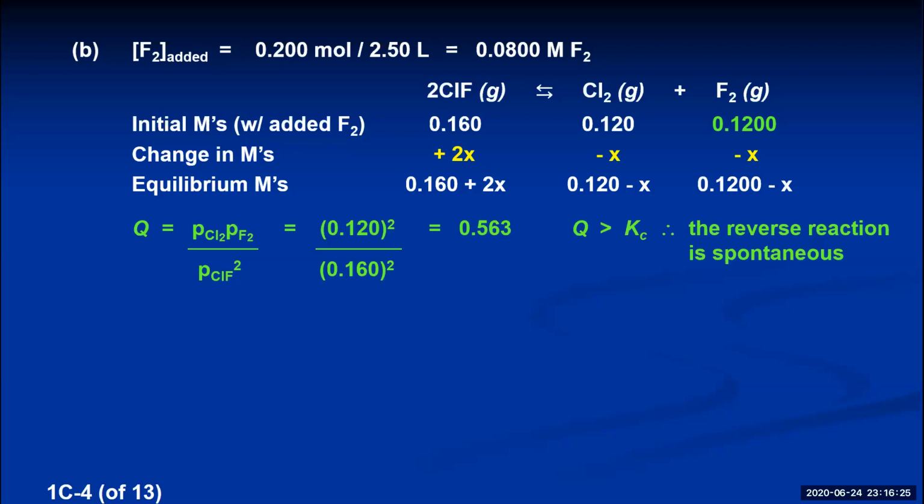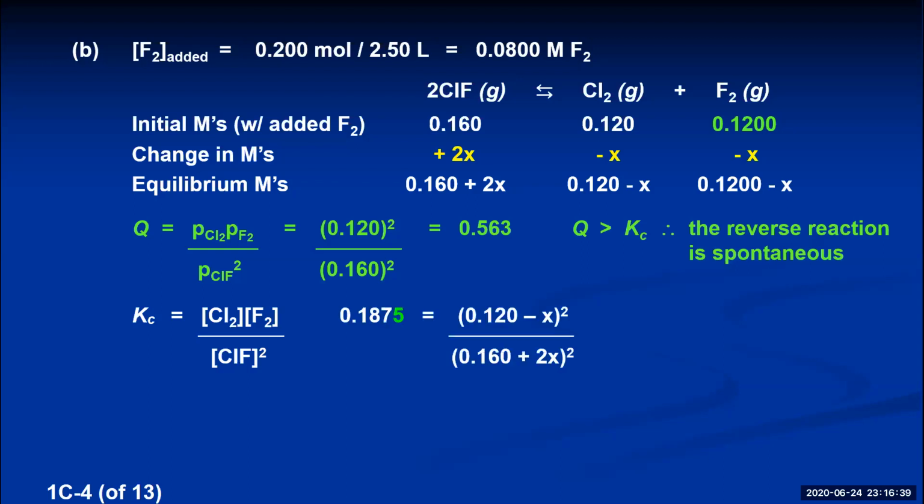0.1200 minus x. If we write the equilibrium constant expression for this reaction, the equilibrium constant is what we calculated in part A, and we now plug onto the right side of this expression all the equilibrium values found in our ICE table. So the equilibrium constant of 0.1875 with a guard digit will equal (0.120 minus x) quantity squared over (0.160 plus 2x) quantity squared. If we take the square root of both sides, we get rid of all the powers of x to the second, and we now have an equation that's easily solvable algebraically, and if you work this out for x, x turns out to be 0.027 with a guard digit 2.